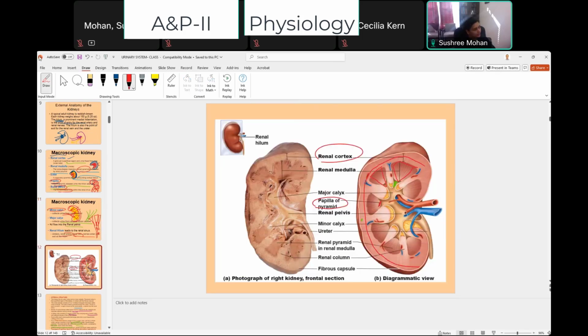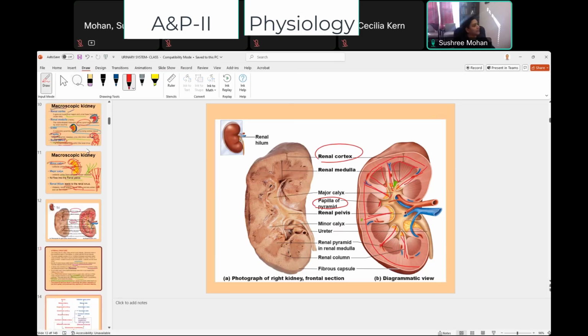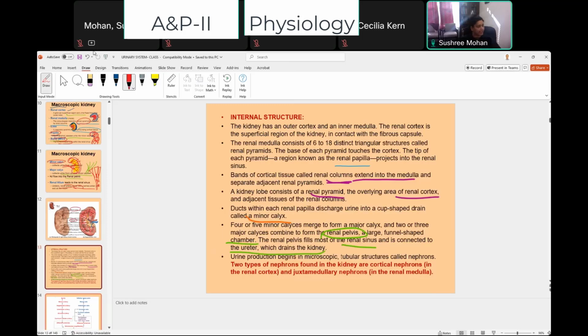So this is how it looks, okay? So any questions? These columns that you see are cortical columns in between the pyramids. This is falling in between the pyramids. Okay, so whatever I explained about pyramid, cortex, minor calyx, pelvis, renal sinus.